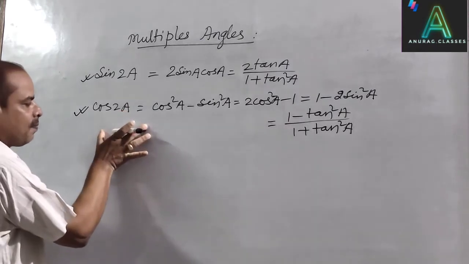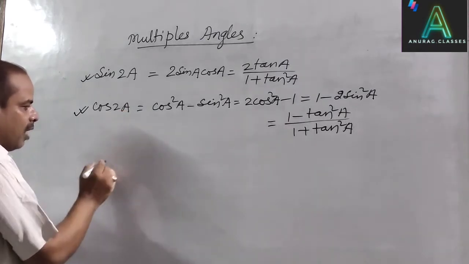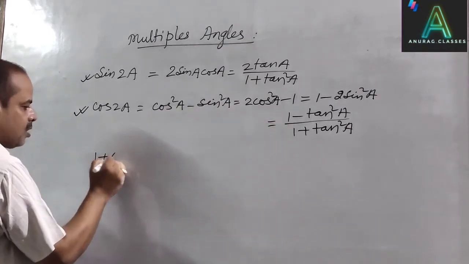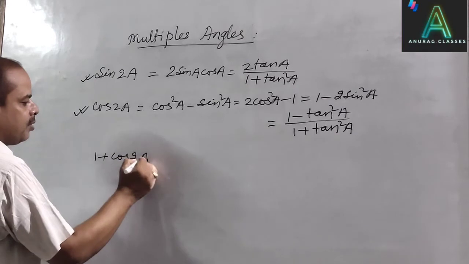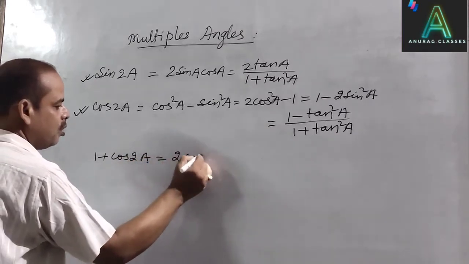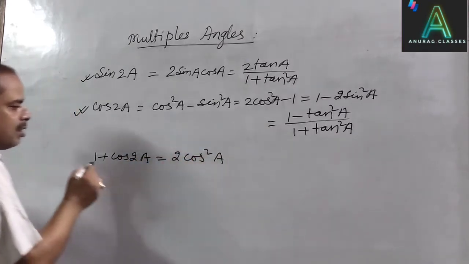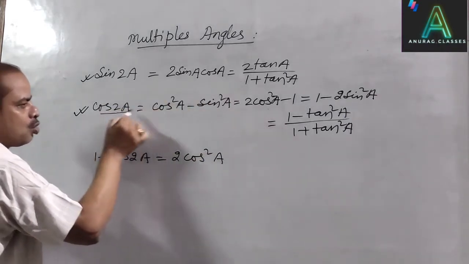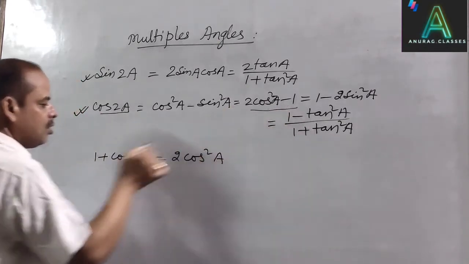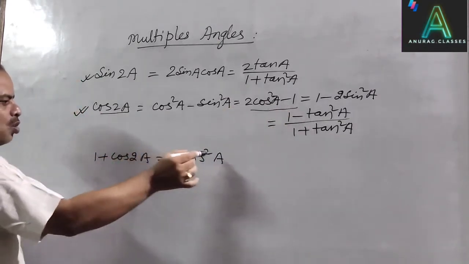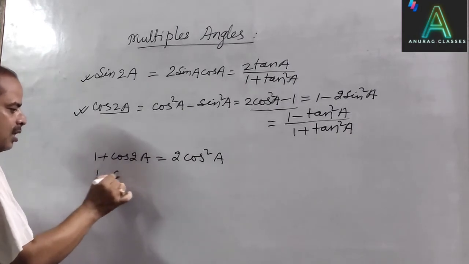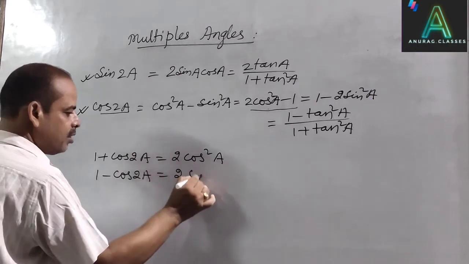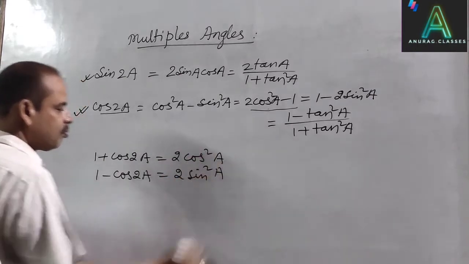In this result, you have to remember also that 1 plus cos 2A is equal to 2 cos square A. These formulas can be obtained very easily by comparing cos 2A and 2 cos square A minus 1. So we will get 1 plus cos 2A is equal to 2 cos square A, as well as 1 minus cos 2A is 2 sin square A.